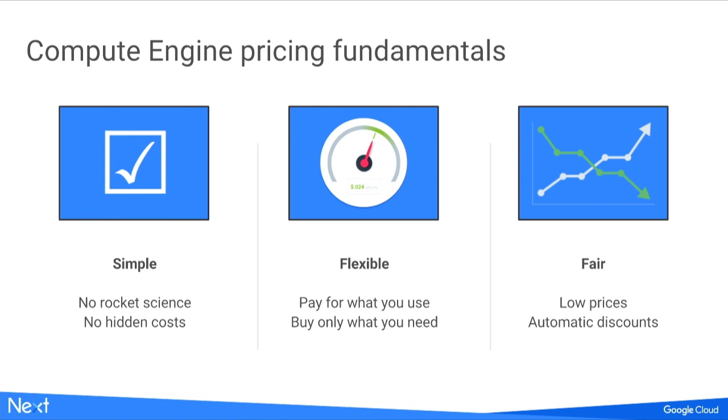So what that boils down to on Compute Engine is really three core pricing philosophy principles that we use to think about how we're pricing and how we're building discounts. The first is, it should be simple. So no rocket science, no PhDs in economics, no ministries of pricing within your companies, as was said this morning, and no hidden costs. Second, it should be flexible.